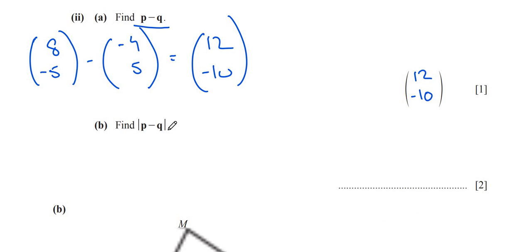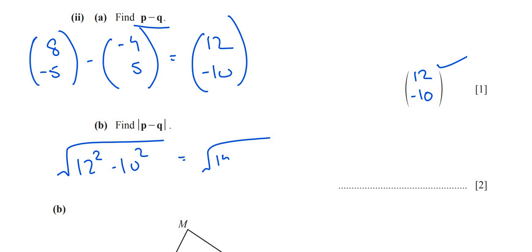Then we have to find the magnitude of p minus q. We already have the value of p minus q. In order to find the magnitude, we will do 12 square plus 10 square, which becomes 144 plus 100. Once you take the square root, you will get 2 root 61 as your answer, which is 15.6. So this is your answer.